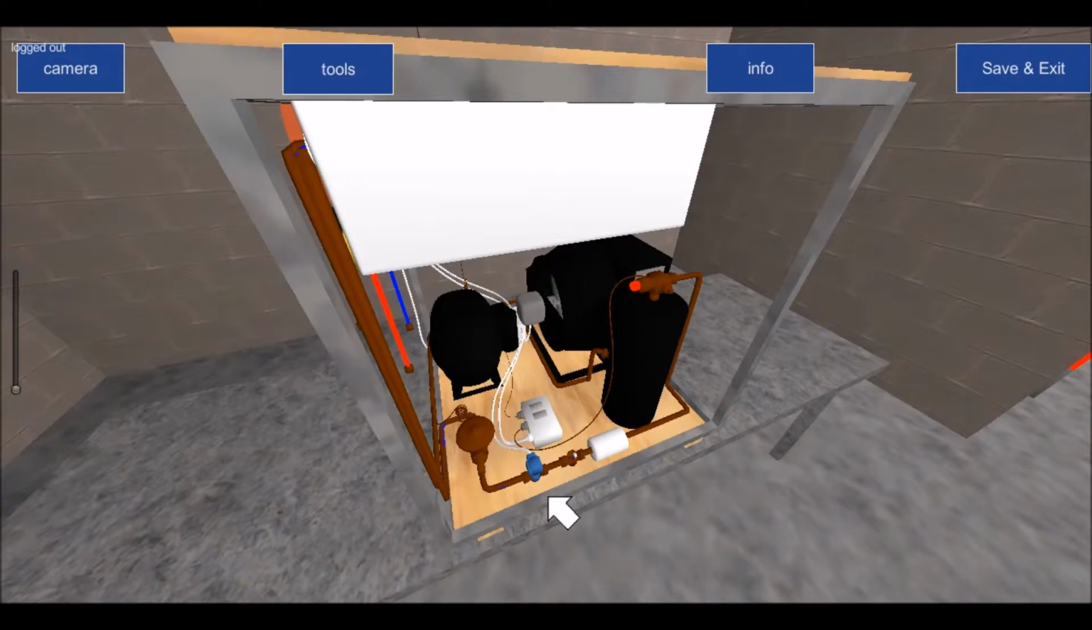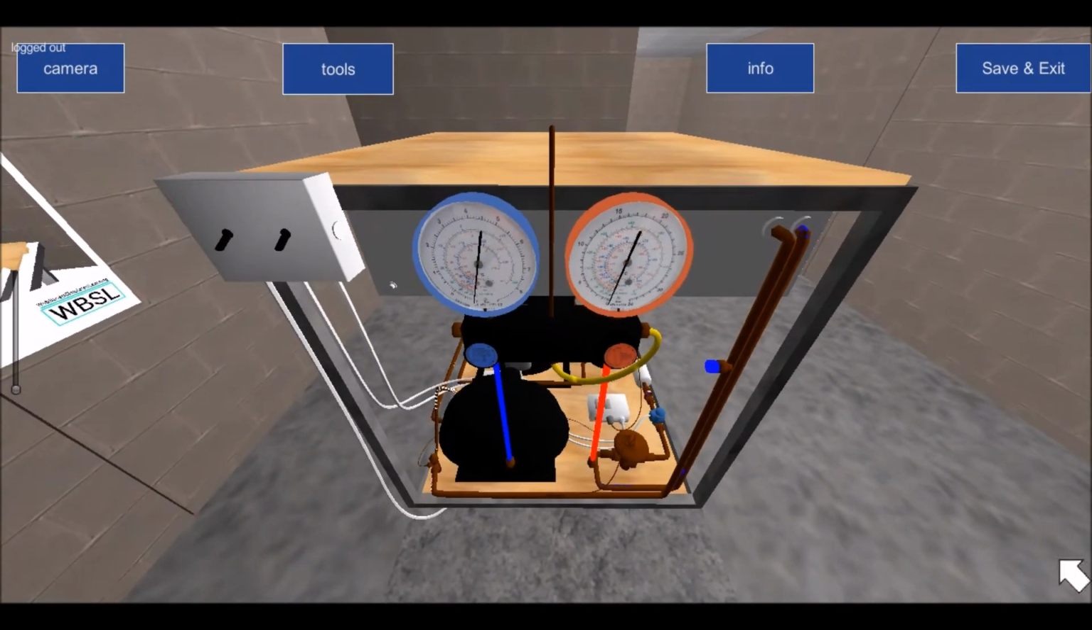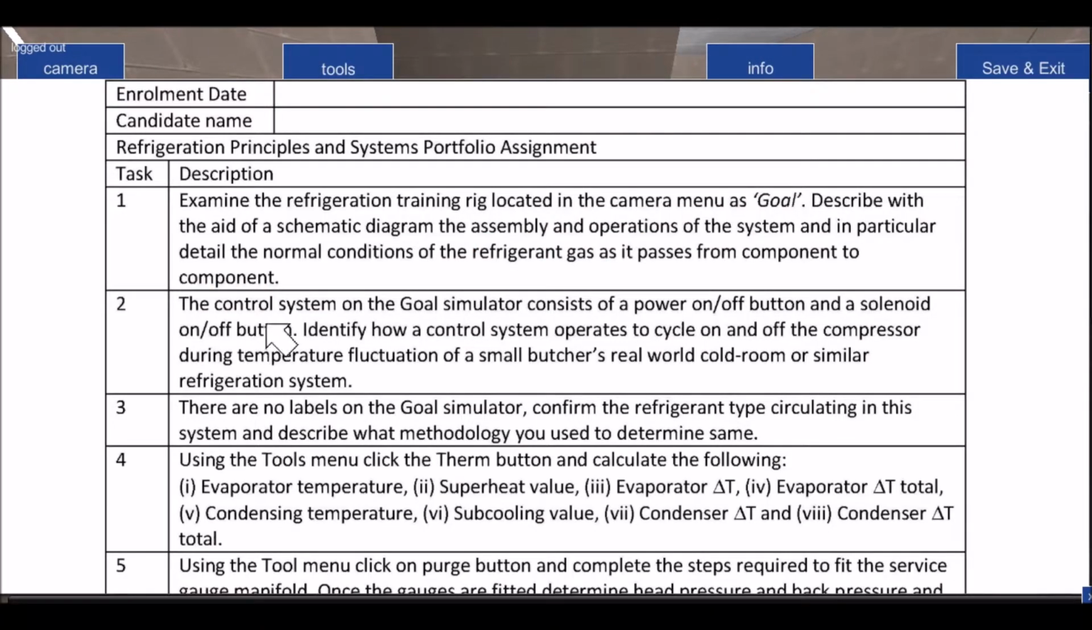So therefore, what you have to be able to do is describe the pump down process in order to satisfactorily answer that portfolio question. So this question that we've been asked in the portfolio, which is this one here, describing the control system.